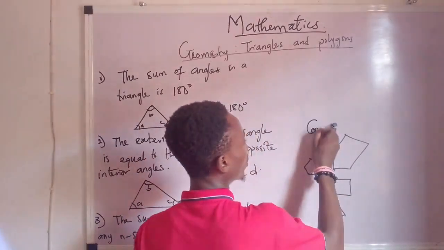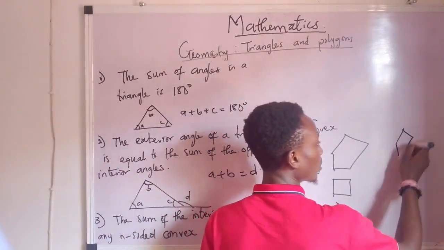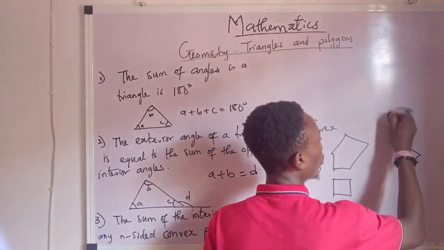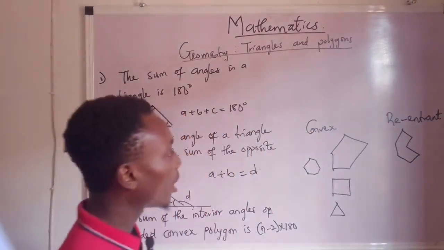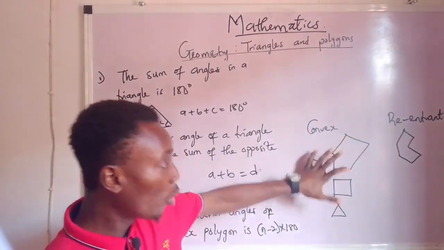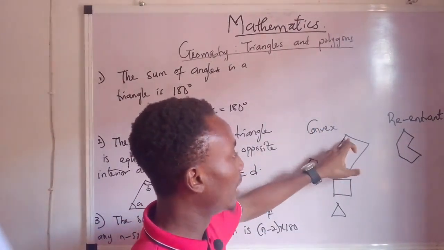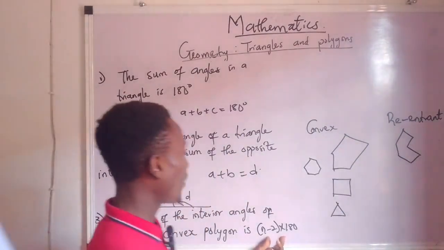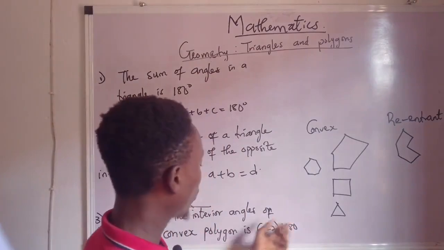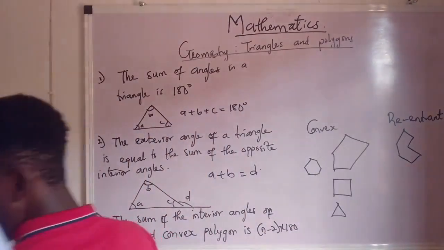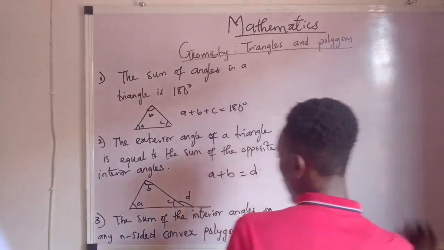Now this is what you call your convex. But when you have a polygon that looks like this, this is called a re-entrant polygon. Whether regular or irregular, take note that as long as it's convex, the sum of the interior angles is equal to n minus 2 times 180.